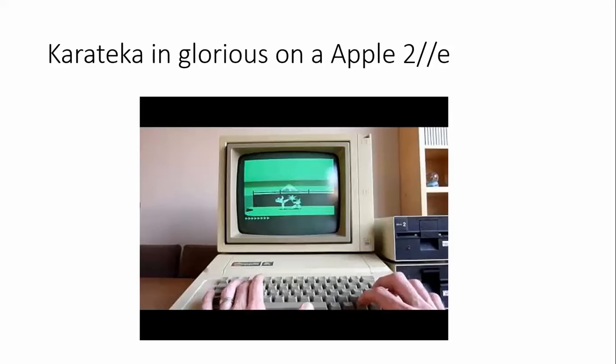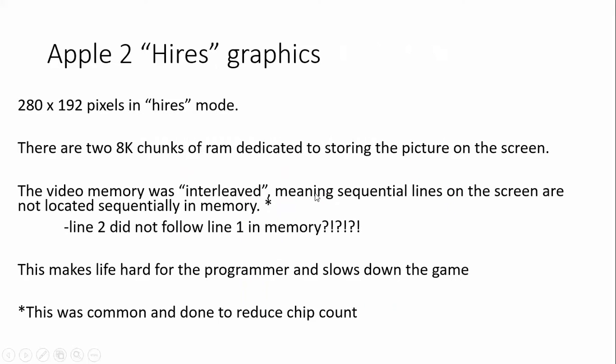So let's talk about what it took to get images onto the Apple II screen. Also notice the disk drives here. They're going to factor into our story later. But before we get to the disk drives, we're going to talk about graphics, how to get graphics onto the screen. So there were several video modes. There was a text mode, a high-res mode, and a double high-res mode, which is not used very much. And there were two 8K chunks of RAM that were dedicated to storing the picture that the hardware would display.